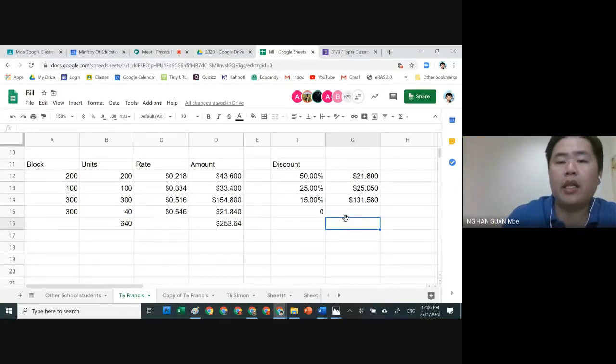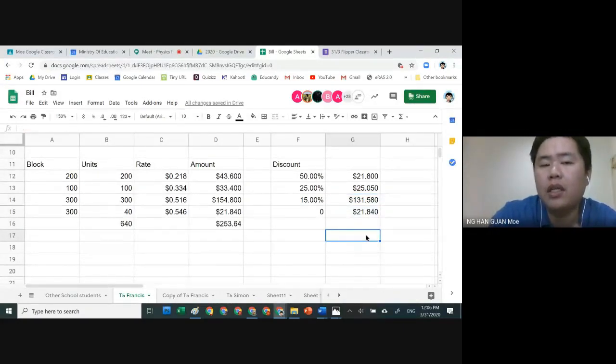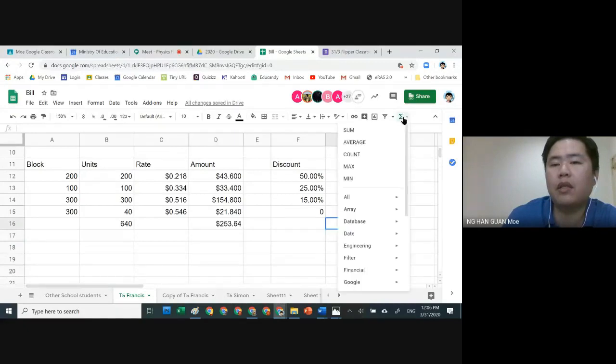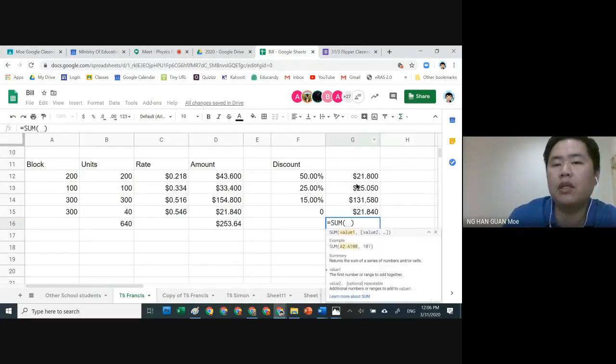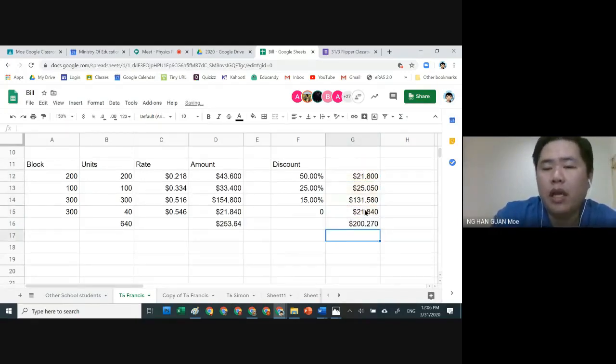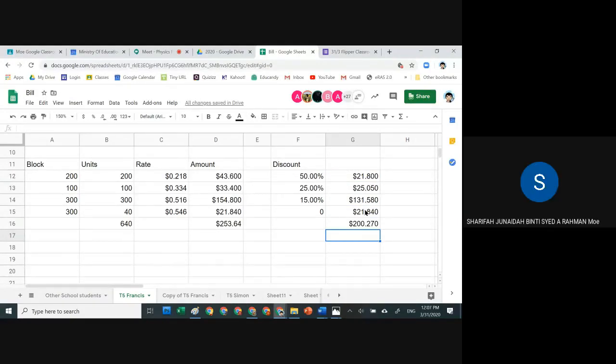Okay, and then this one, when you duplicate again, actually there's no discount for you. No discount for the 601 until 640. 600 above, you are not entitled to get any discount. So now we're going to sum up what we have here, right? So the total sum here, press the sum, equal, all the amount here. So you have to pay 200 ringgit and 27 cents after the discount.